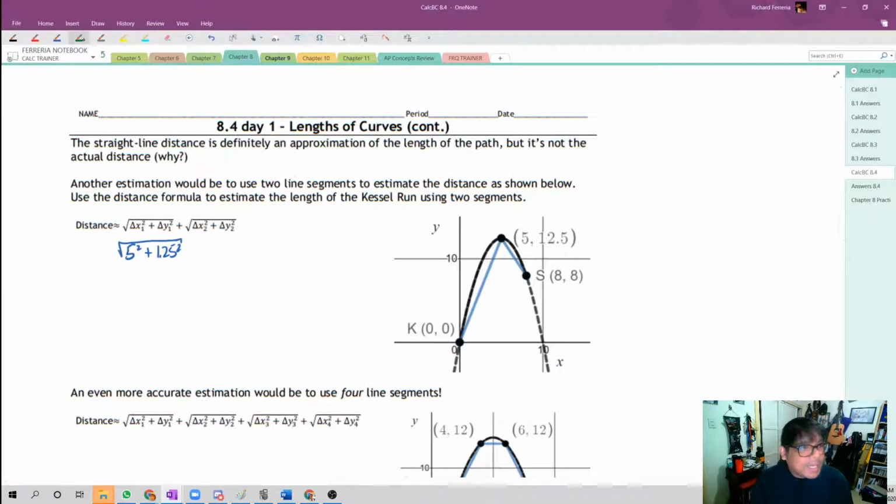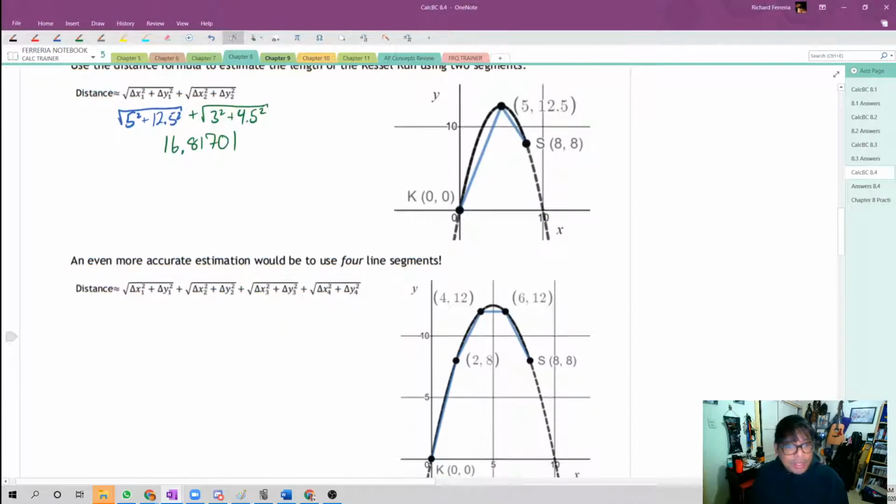And then our second line segment, let's change to green. The difference in x coordinates is 8 minus 5, so that's 3 squared, plus the difference of y coordinates here, that's 4.5 squared. It's probably a negative 4.5, but when you square it, it won't really matter. So yeah, 12 minus 8 is 4.5. So let's calculate that. That gives me a distance of 16.817.